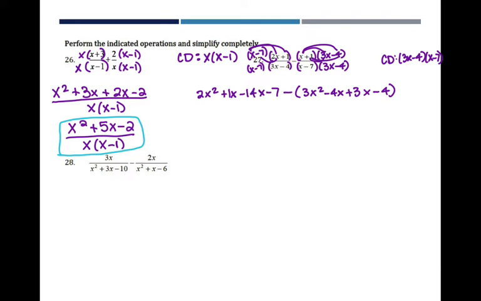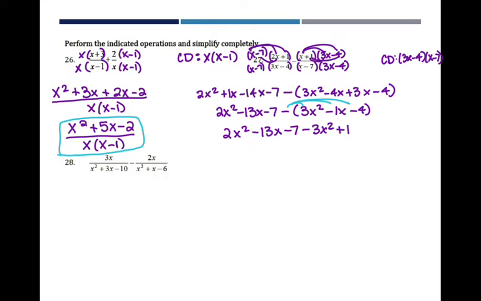I'm actually going to keep simplifying my numerator before I write it with my denominator. So let's go ahead and combine like terms. That way I don't have to rewrite the fraction over and over again. So I have 2x squared minus 13x minus 7 minus 3x squared minus 1x minus 4. And then I'm going to distribute this negative into my second parentheses and combine further. So I have 2x squared minus 13x minus 7 minus 3x squared plus 1x plus 4.